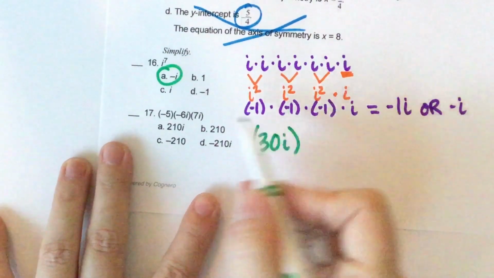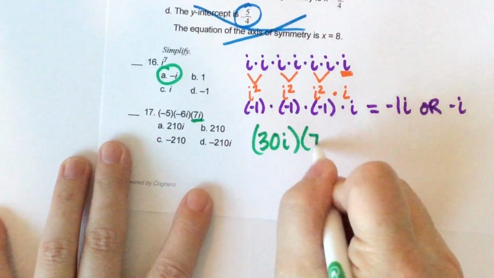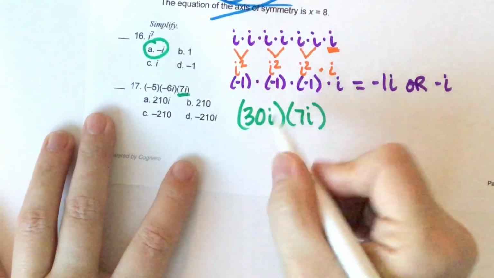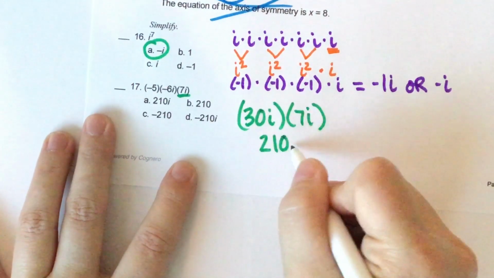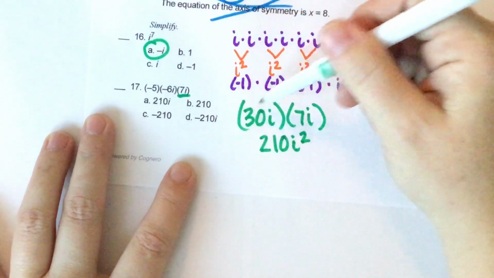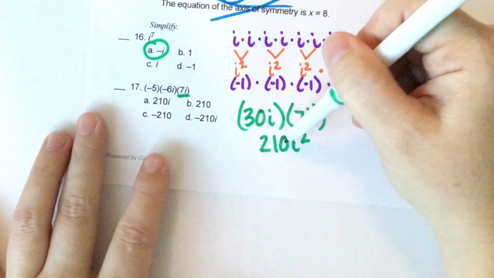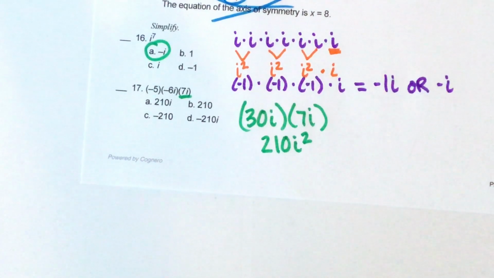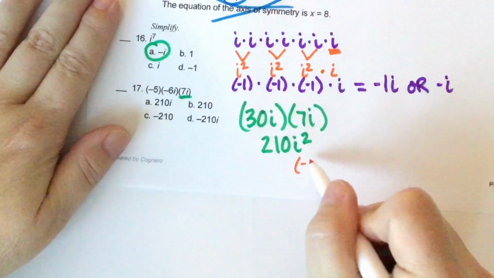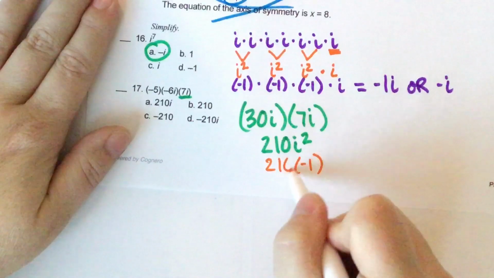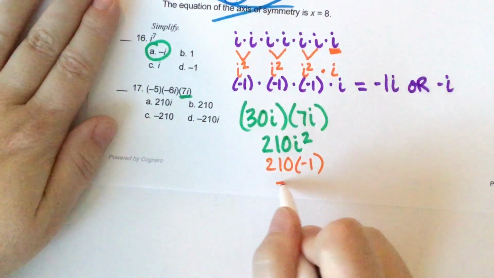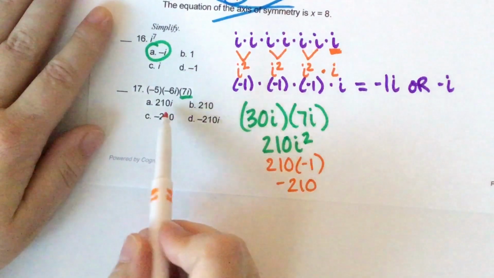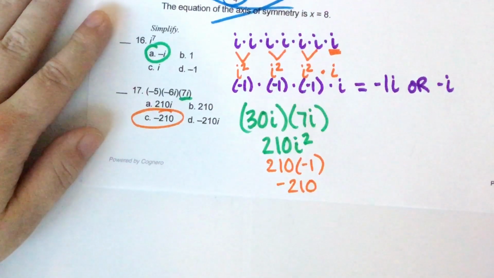And then you need to multiply that with the 7i in the back. So 30i times 7i is 210i squared, because 30 times 7 is 210, and i times i is i squared. Well, remember, i squared has a value of negative 1, so 210 times negative 1 is negative 210. And that makes your answer choice C.